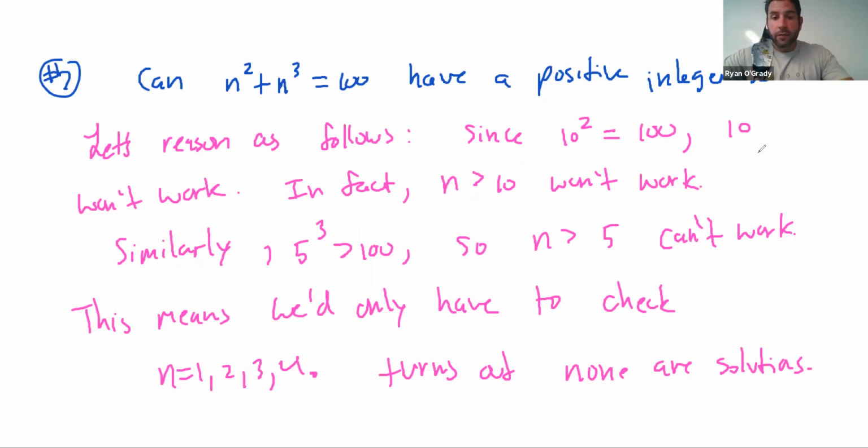Now, normally you'd have to check 5, 6, 7, 8, 9, 10 forever and ever. The good news is we don't have to, and the reason we don't have to is because once we get to 5, 5 cubed is already bigger than 100, which means 25 plus 5 cubed doesn't fit the constraint. They're not even in the realm of being a solution.